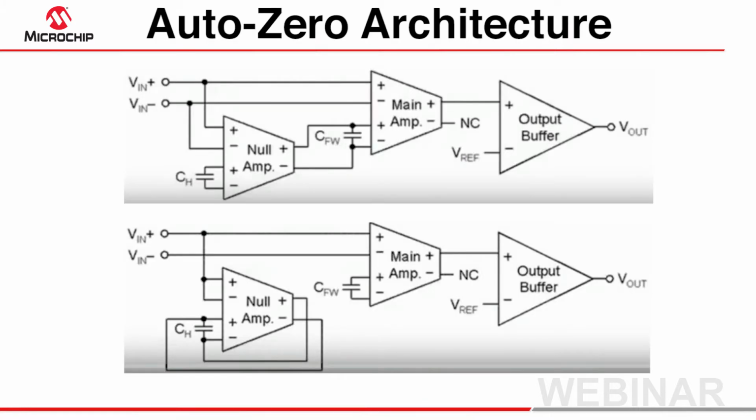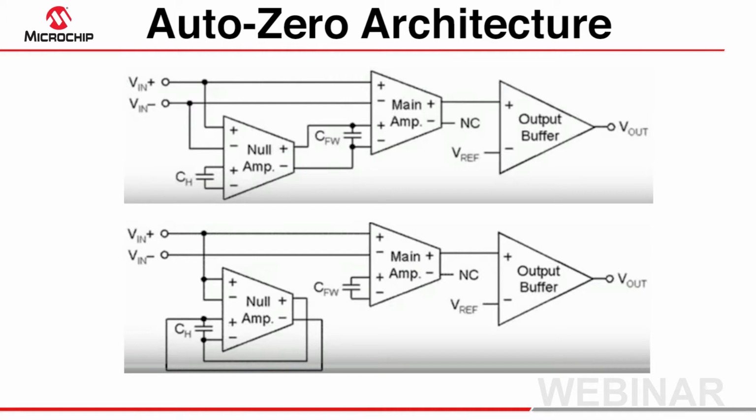For the auto zero architecture, I'd like to point out two modes of operation, what we refer to as normal mode, shown in the top block diagram, and auto zero mode, which is shown in the bottom block diagram. In normal mode, the input signal goes from the input pins through the null amplifier, through the main amplifier, to the output buffer. The null amp gain is extremely high, and the cap C sub H holds a voltage value to correct the null amp's offset.